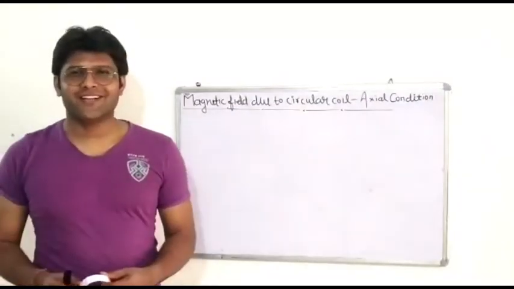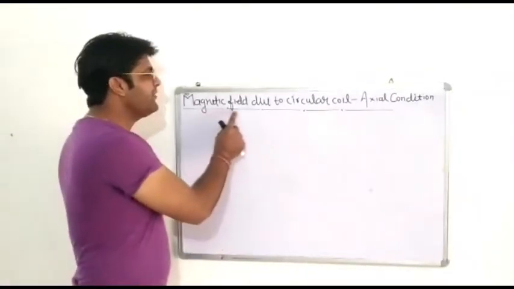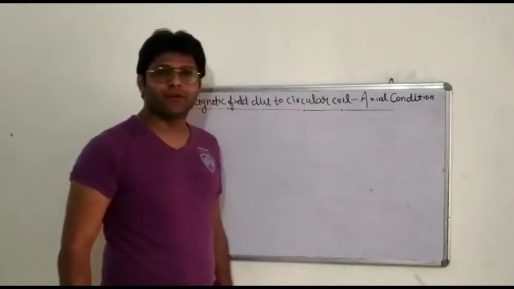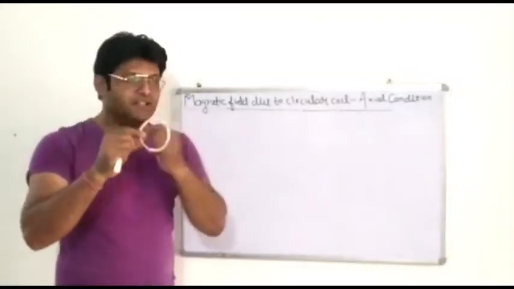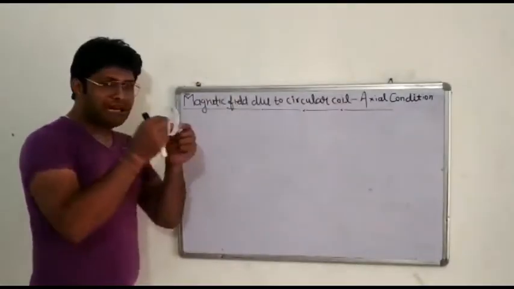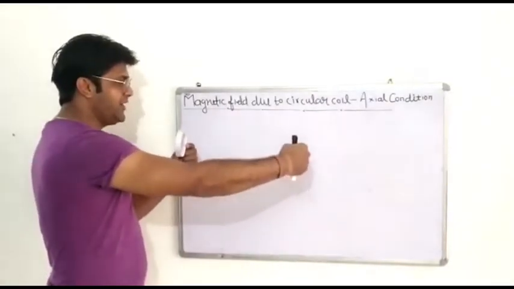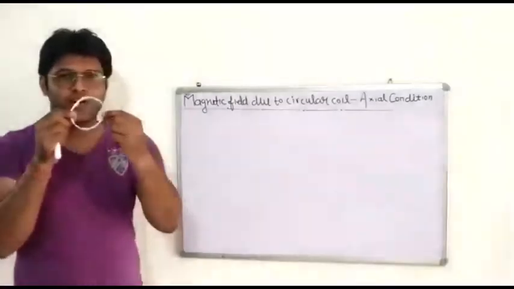Welcome again in physics class, and our topic is magnetic field due to circular coil along the axial point. So dear students, we have a coil like this and we will find the magnetic field. Suppose that this is a coil and we will find the magnetic field at this point along the axis due to the flow of current in this coil.